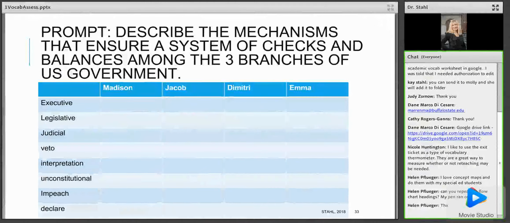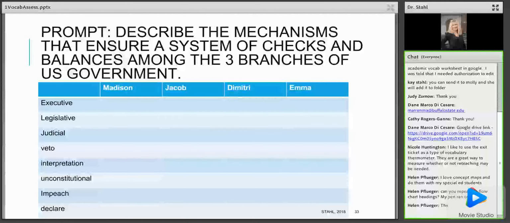So let's say you're learning, ooh boy, isn't this timely for today? You're going to provide a prompt, something like: describe the mechanisms that ensure a system of checks and balances among the three branches of U.S. government. So you have the kids divided into small groups, you put that prompt at their table, all right? And then you could either do it where you are sitting at the table and ticking off who's using which of these words as they're having their discussion, or another way to do it is to even have them self-monitor themselves in doing this.